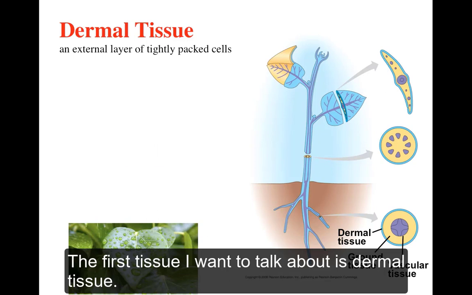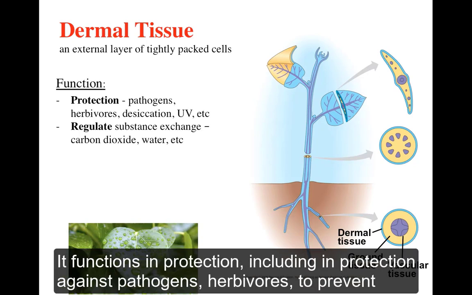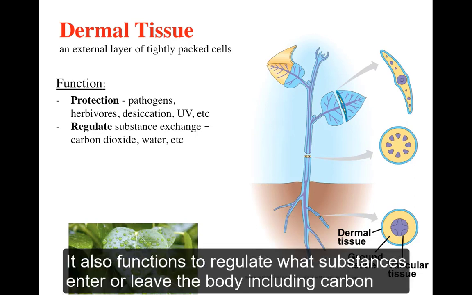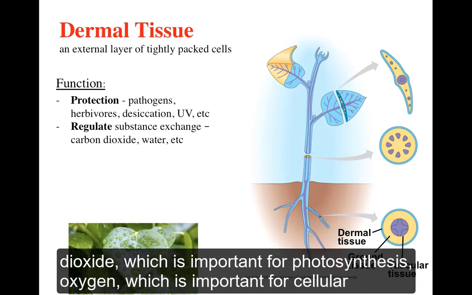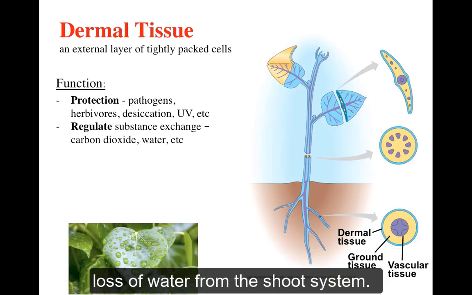The first tissue I want to talk about is dermal tissue. Dermal tissue is an external layer of tightly packed cells. It functions in protection, including protection against pathogens, herbivores, to prevent desiccation of the body, and to prevent entry of too much ultraviolet radiation, and many other substances as well. It also functions to regulate what substances enter or leave the body, including carbon dioxide, which is important for photosynthesis, oxygen, which is important for cellular respiration, and the uptake of water from the root system and the loss of water from the shoot system.